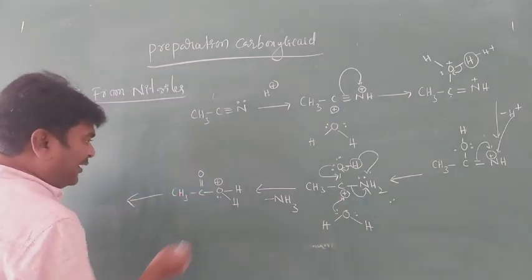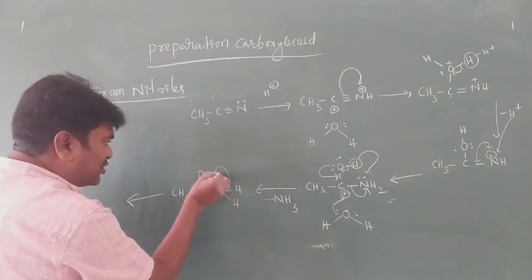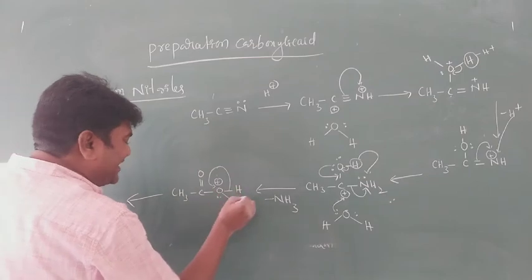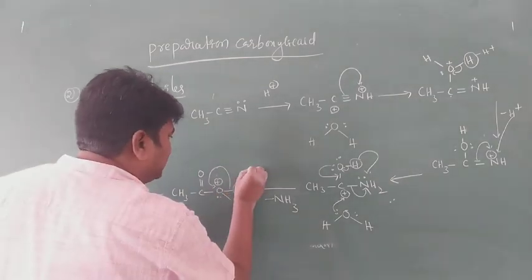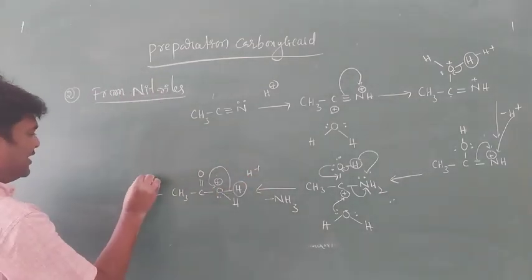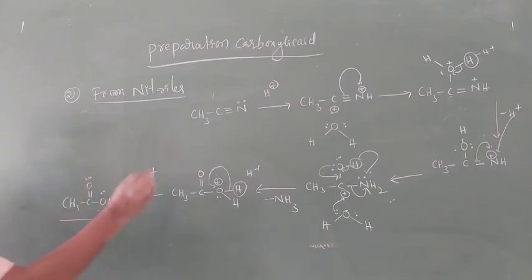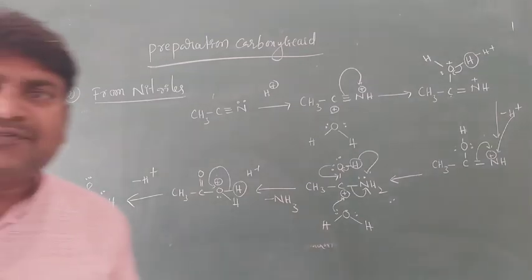Next one, what happened here? These two electrons are shifting here, to oxygen only. It is eliminated as H plus, minus H plus. Then you will get CH3, C double bond O and OH, with lone pairs. This is the acetic acid. It is very important, my dear students.